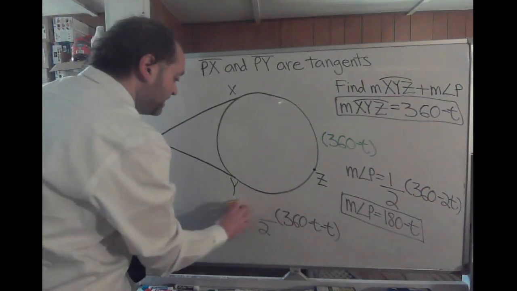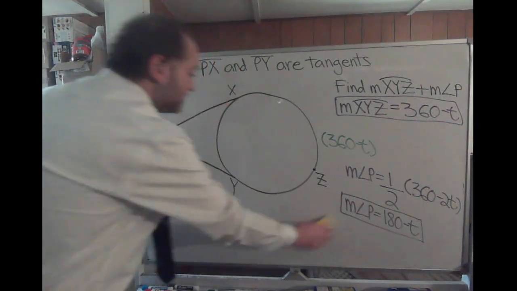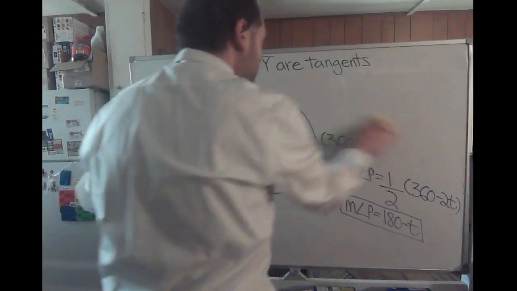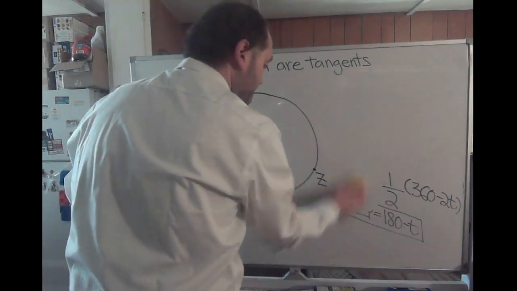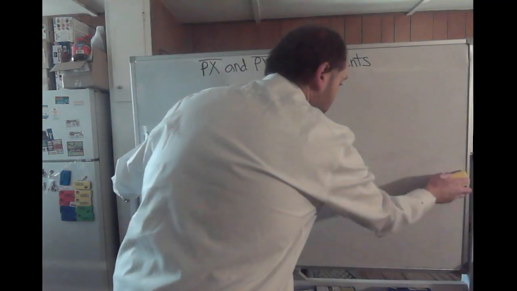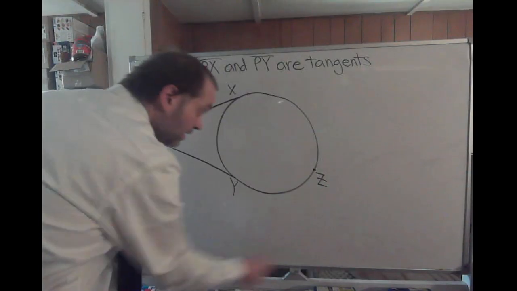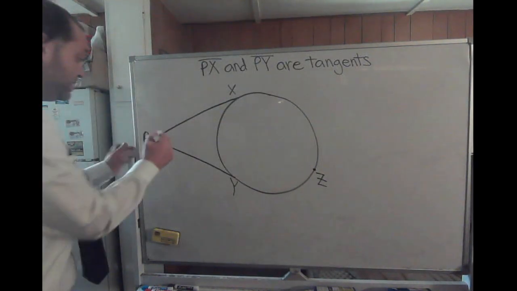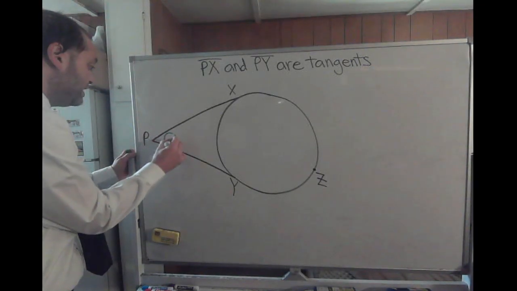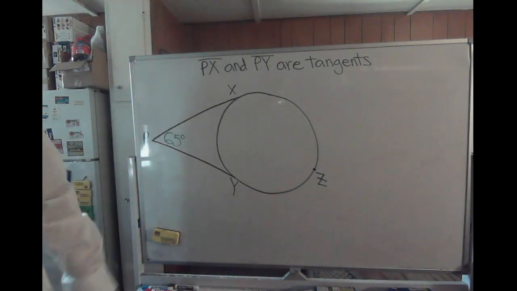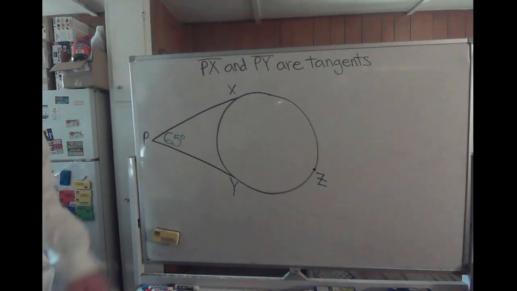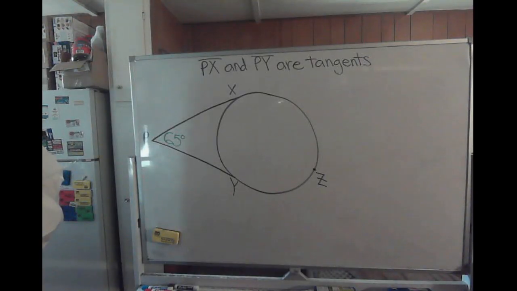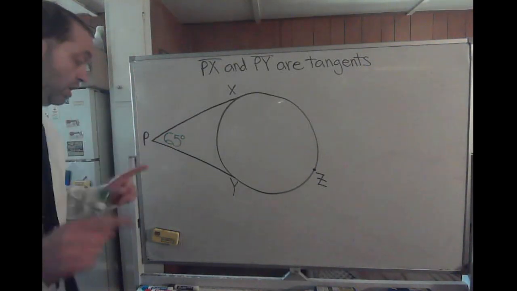Alright, one more exercise with this and then we'll go on to the grand finale for the angles of a circle. Alright, what do we get this time? Measure of angle P is 65, so we're actually given an angle measure for that angle. Alright, so we need to find the measure of arc XY.